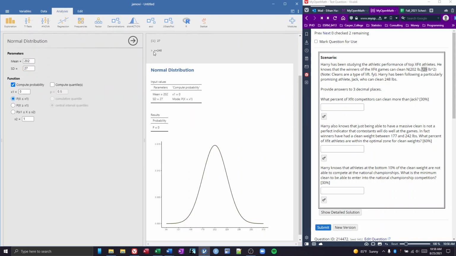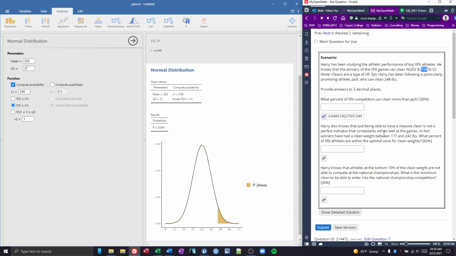Okay, so from here, we need to put in 248, and we can hit enter. Now, we're given this shaded area, so this is the probability that a randomly selected person can clean less than what Jack does. But the question was, what percent of XFIT competitors can clean more than Jack? So if we look over here, we can see this probability of X is less than or equal to X1, and we want it to be greater than or equal to X1. And we get this answer of 0.044. And we look over here, and it's 0.044. So very easily we can see visually how this question is being answered.